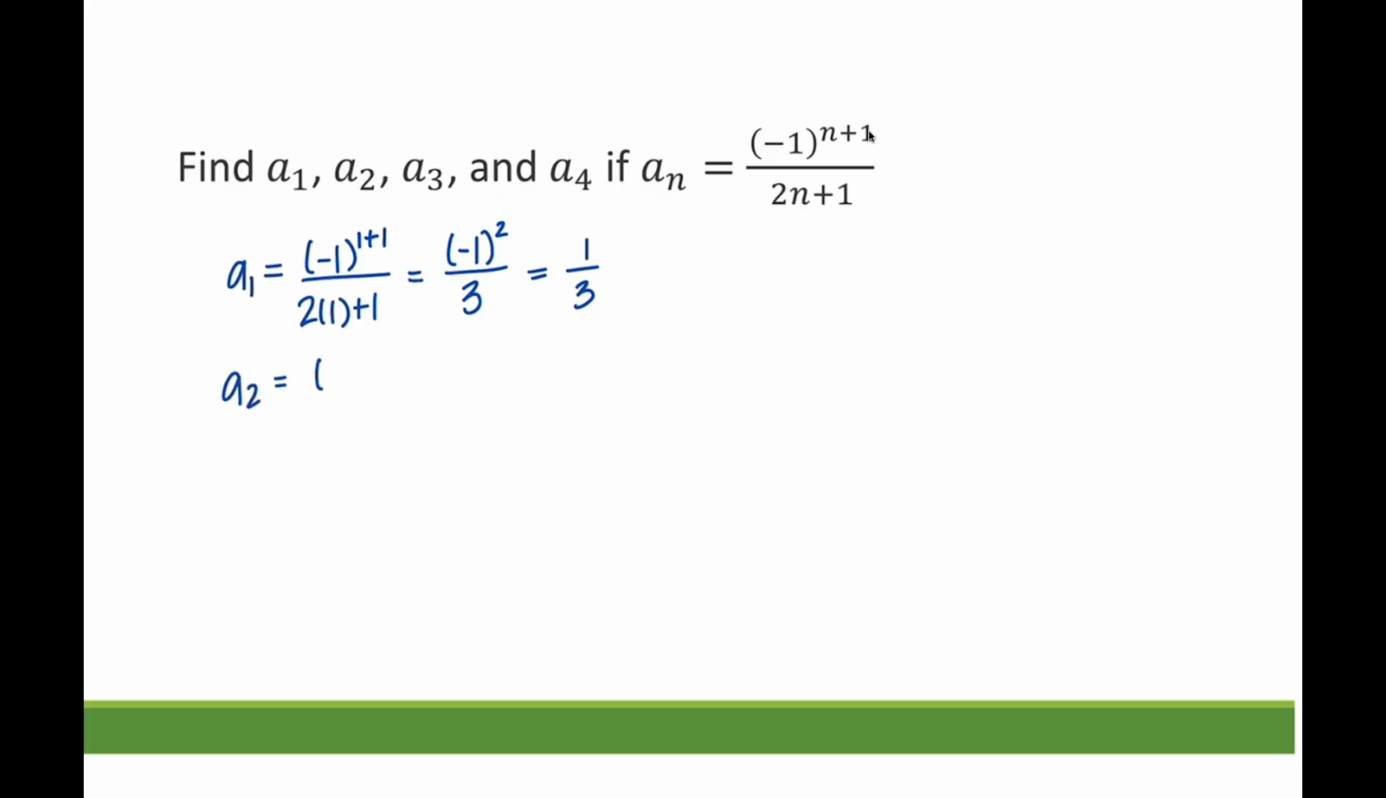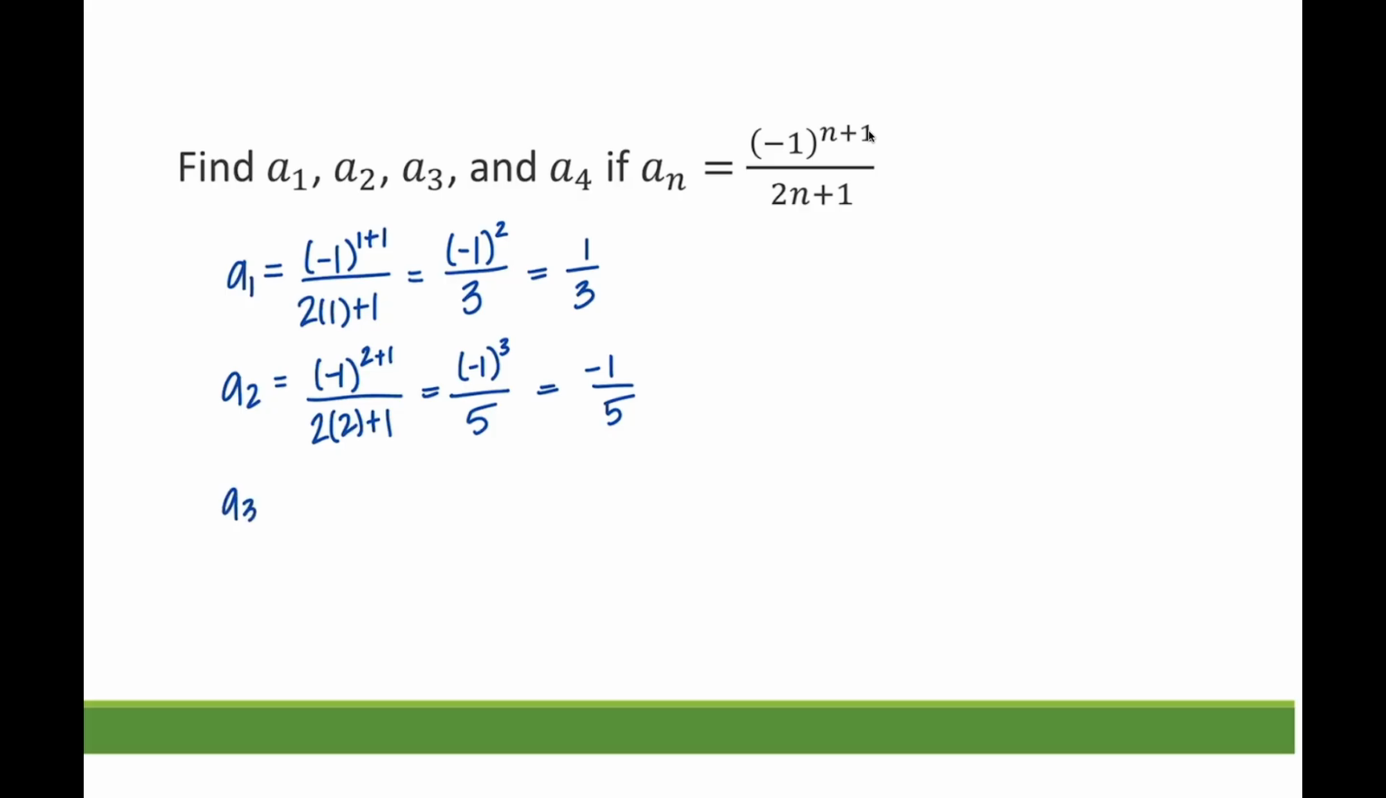Then a sub 2 is negative 1 to the 2 plus 1 over 2 times 2 plus 1. Now this time I'm going to have negative 1 to an odd power. And so a negative to an odd power will stay negative this time. And then in the denominator we have 5. So we end up with negative 1/5.